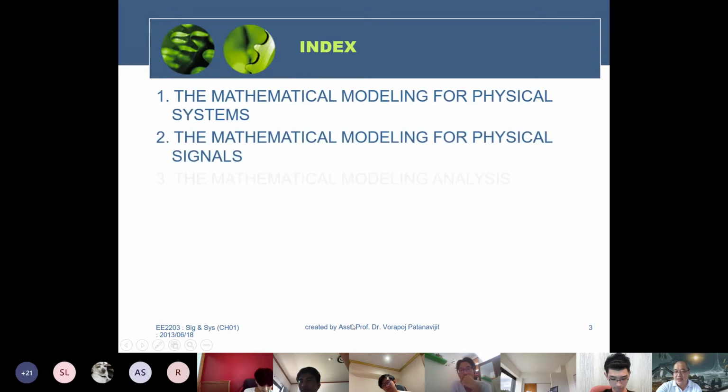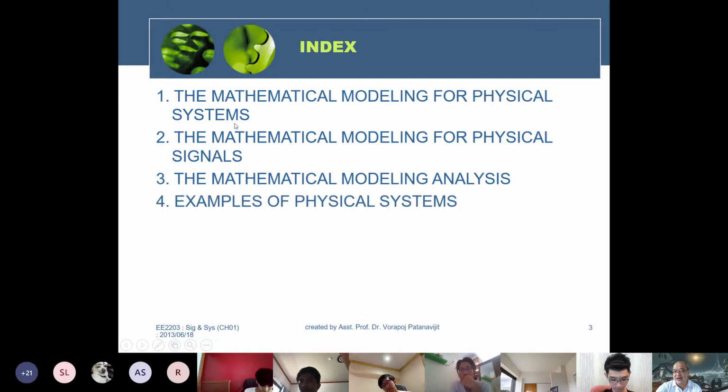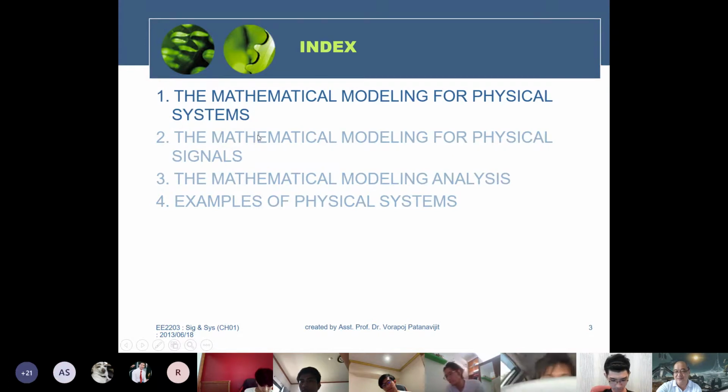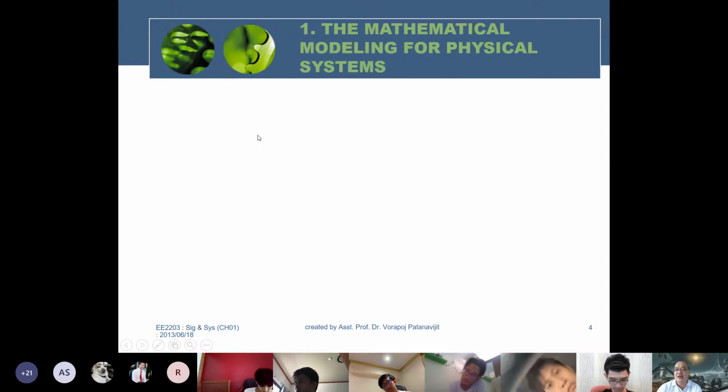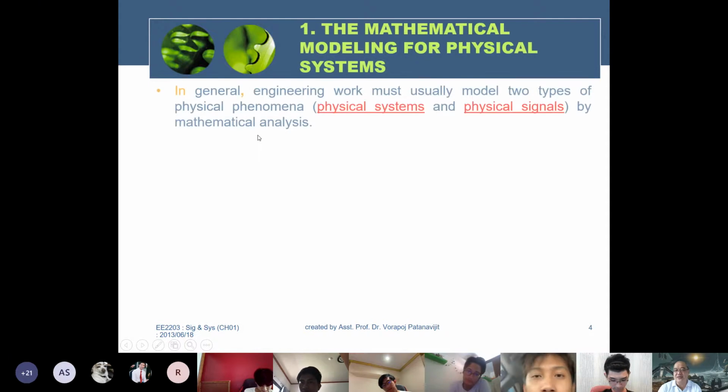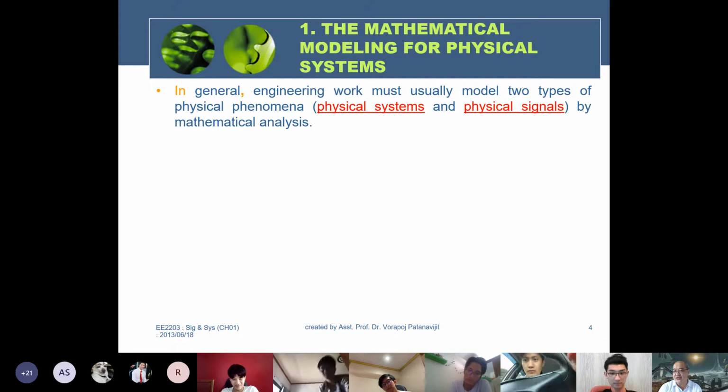Now, in order to make you more familiar with the system, the signal, and so on, we follow this step. The first one, the mathematical model for the system, the mathematical model for the real physical system. In general, engineering work usually models two types of physical phenomena, the physical system or the physical signal, by mathematical analysis.